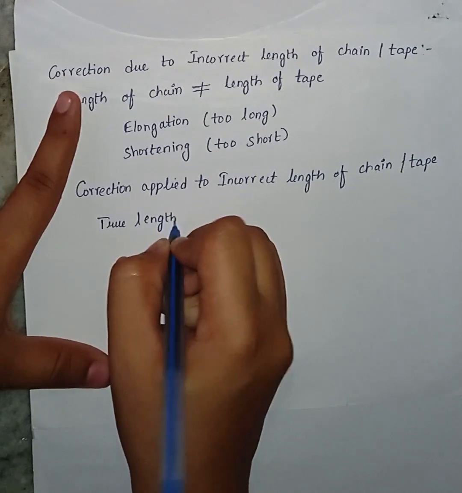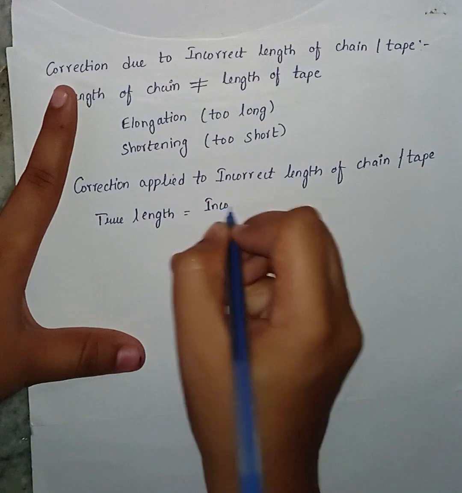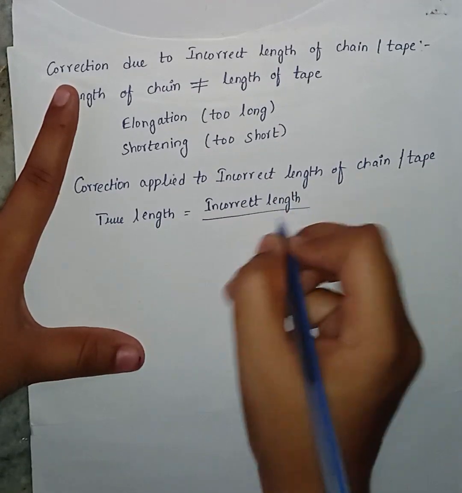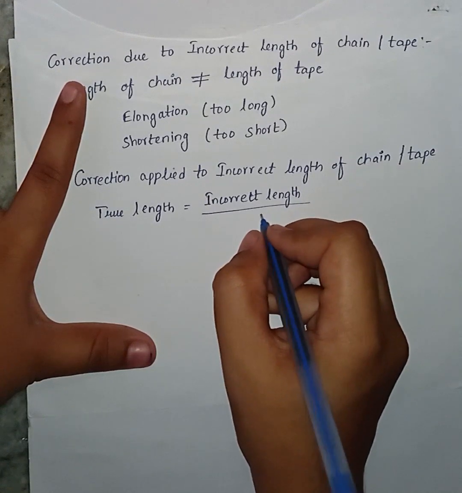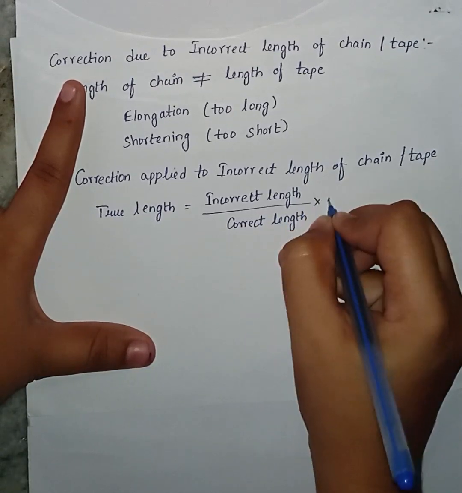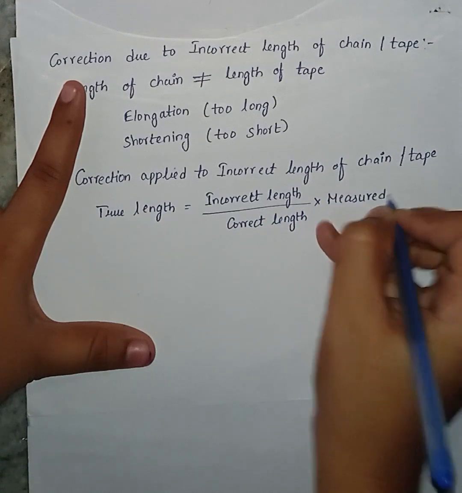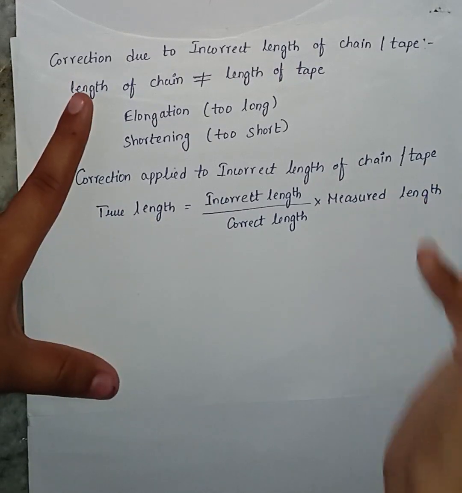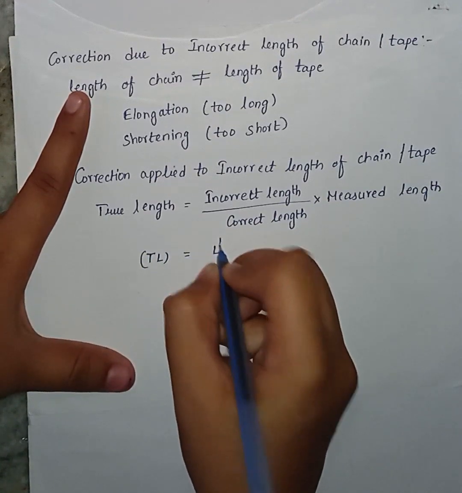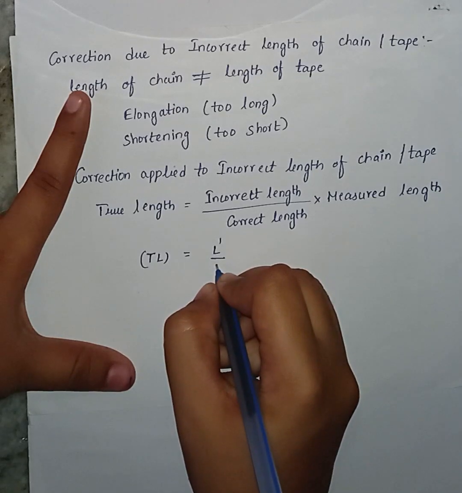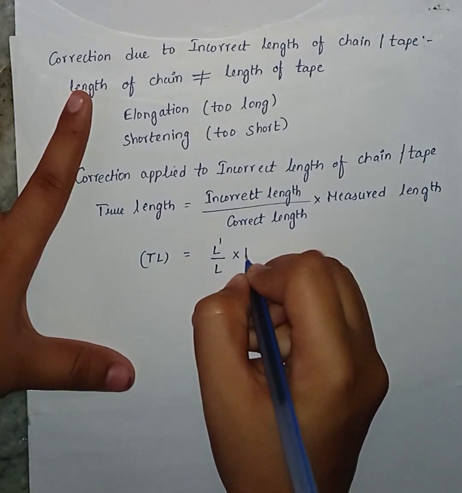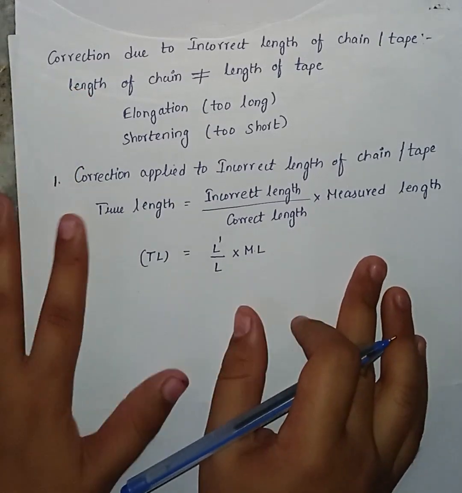true length equal to incorrect. What is the formula we are giving for correction? True length is equal to incorrect length divided by correct length into measured length. This is the formula for true length. The true length is given as TL. Incorrect length is shown by symbol L dash. Correct length is shown by the symbol L, and measured length is shown by the symbol M.L. This is the formula for true length.